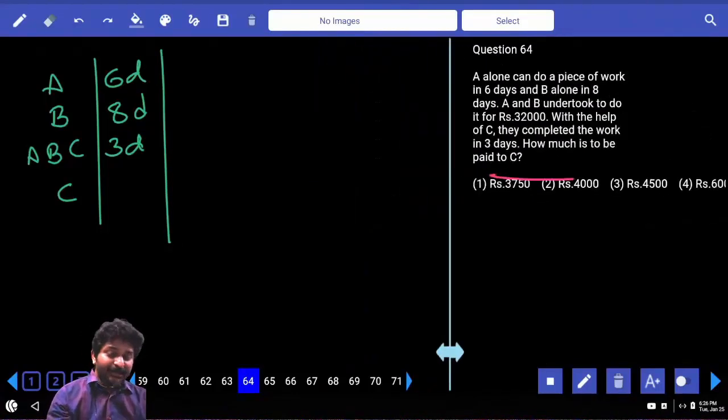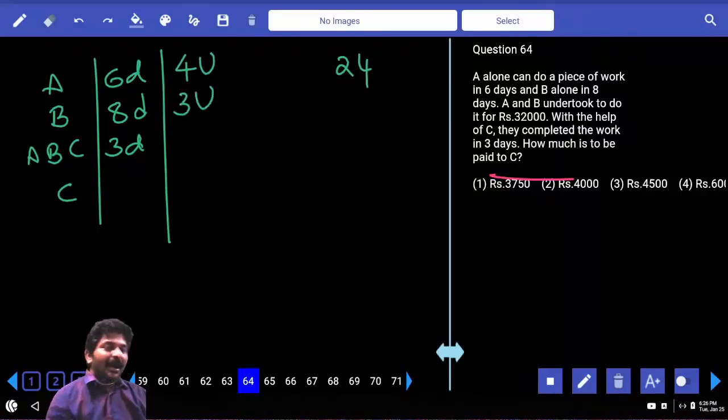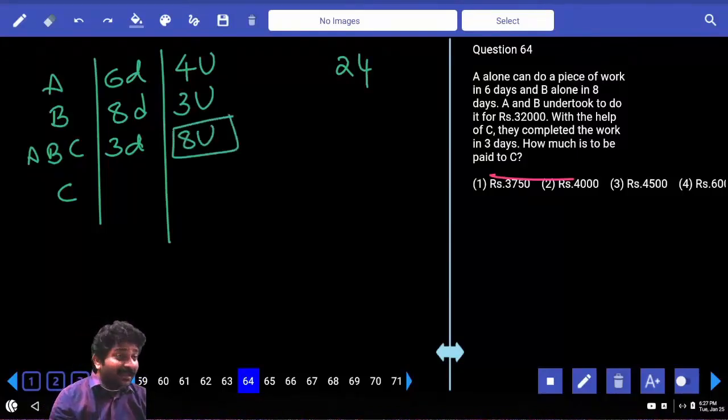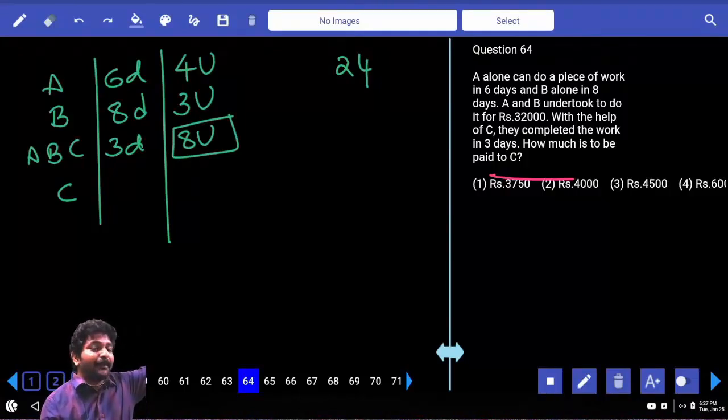So I am going to use the units method. LCM for 6 days, 8 days, 3 days is 24. So total work is 24 units. A completed 24 units in 6 days, so per day A can do 4 units. B completed 24 units in 8 days, per day 3 units. All 3 together can complete 24 units in 3 days, so per day 8 units is the work done by A, B, C. A and B together can complete 7 units. Now C must do 1 unit, then only all 3 become 8 units.